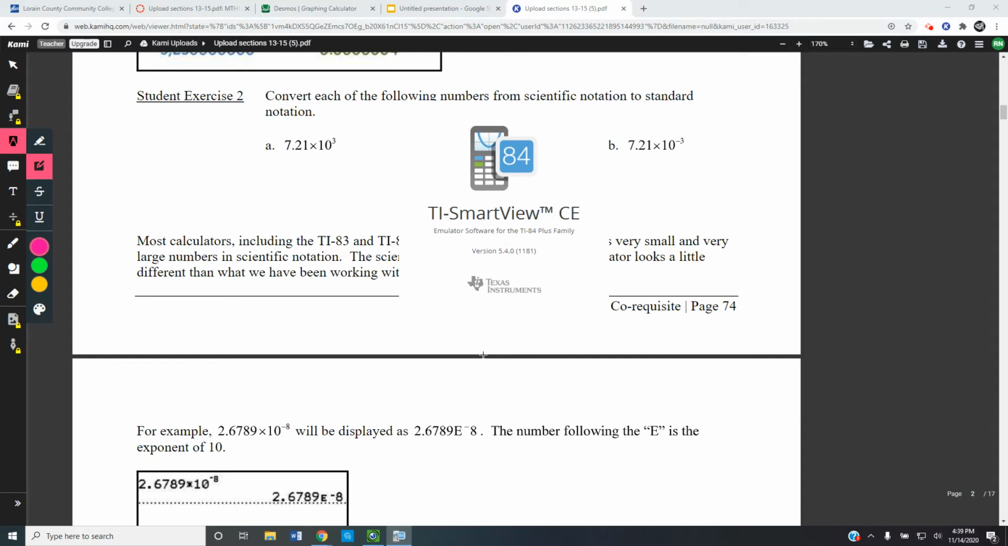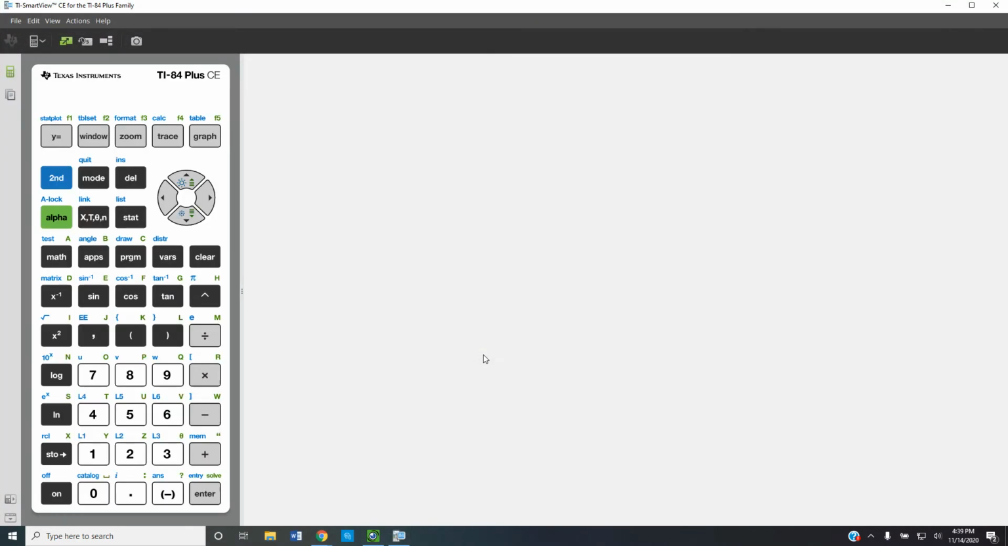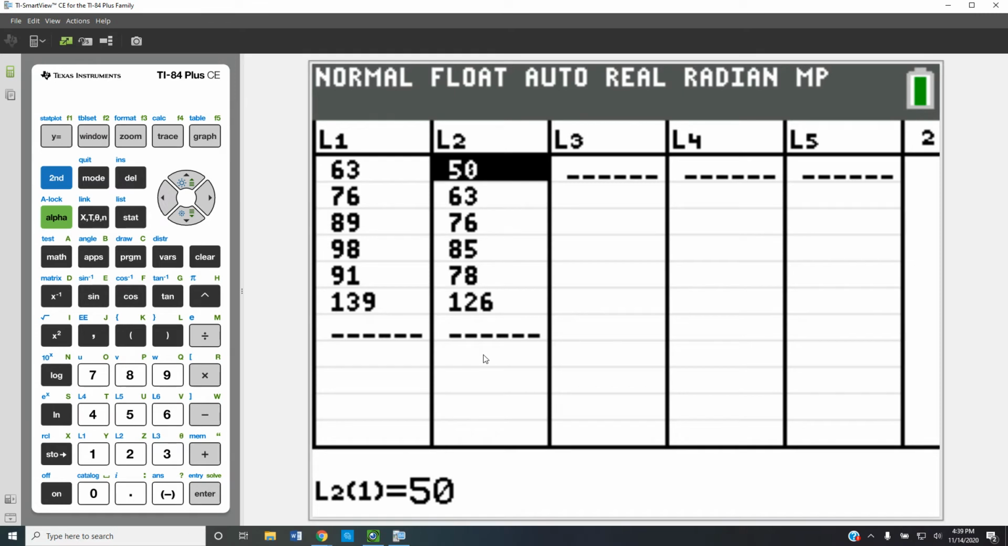Most graphing calculators will spit back what's called an E-value. And an E-value is scientific notation, shortcut in graphing calculator world. Let me clear what I have here.